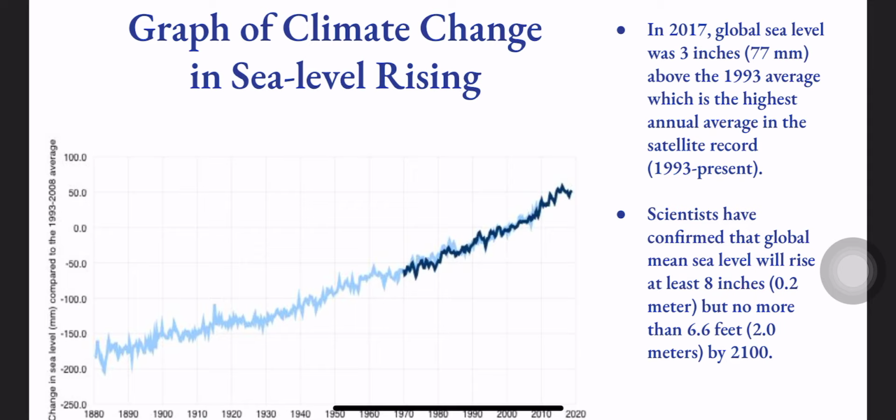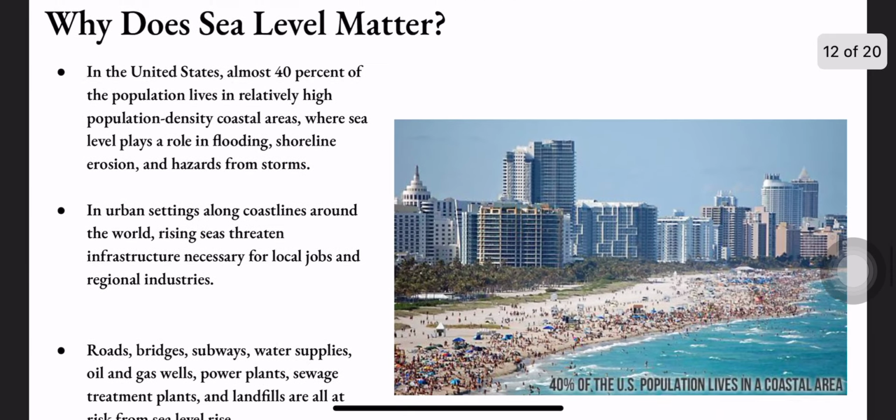Graph of climate change and sea level rising. In 2017, global sea level was 3 inches above the 1993 average, which is the highest annual average in the satellite record. Scientists have confirmed that global mean sea level will rise at least 8 inches, but no more than 6.6 feet by 2100. Why does sea level matter?